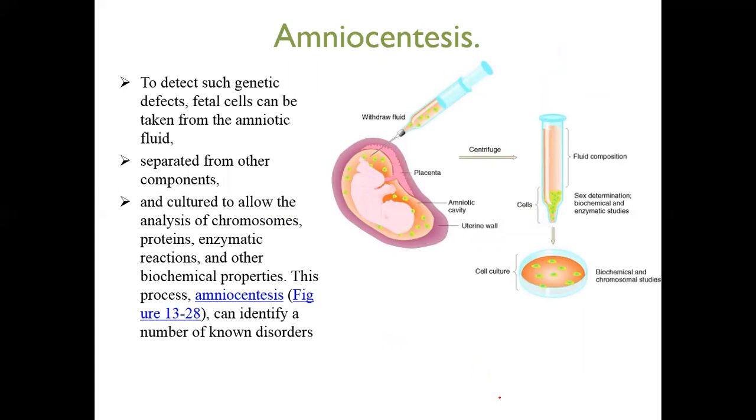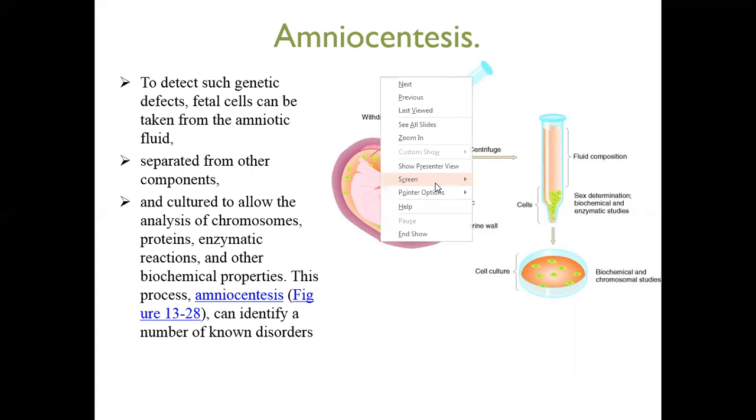Among such techniques, amniocentesis is the first procedure. To detect such genetic defects, fetal cells can be taken from the amniotic fluid. From the amniotic fluid, we take fetal cells. Then we separate them from the other components, because when we take the fluid, many other components will also be present in that fluid.